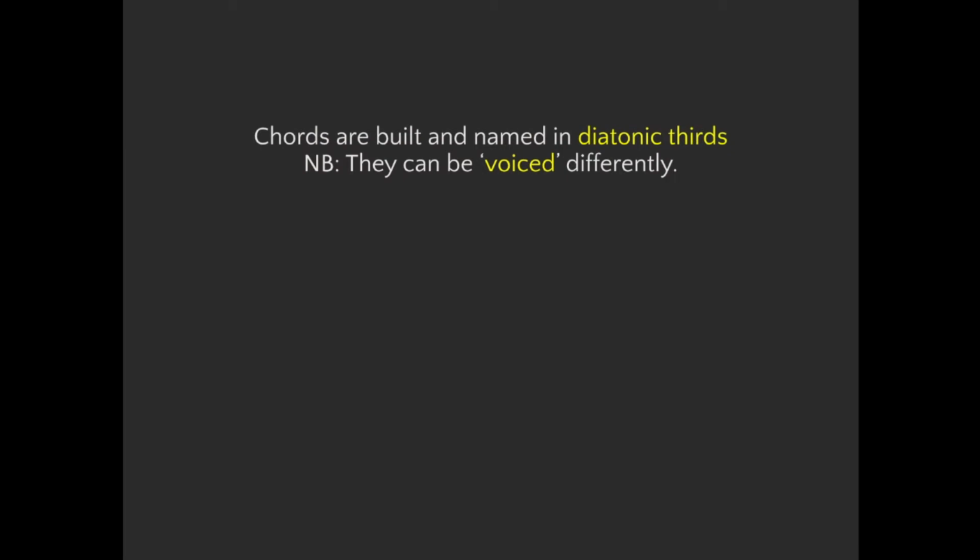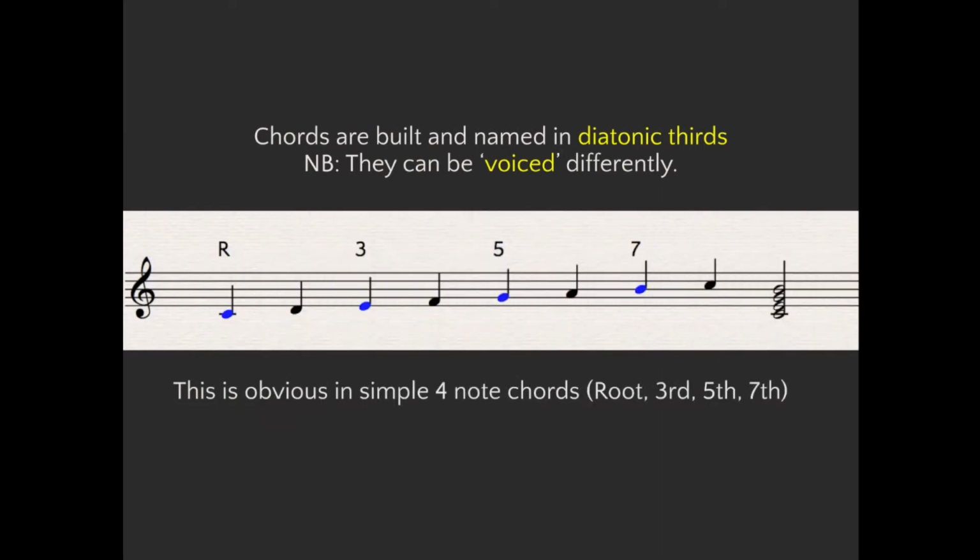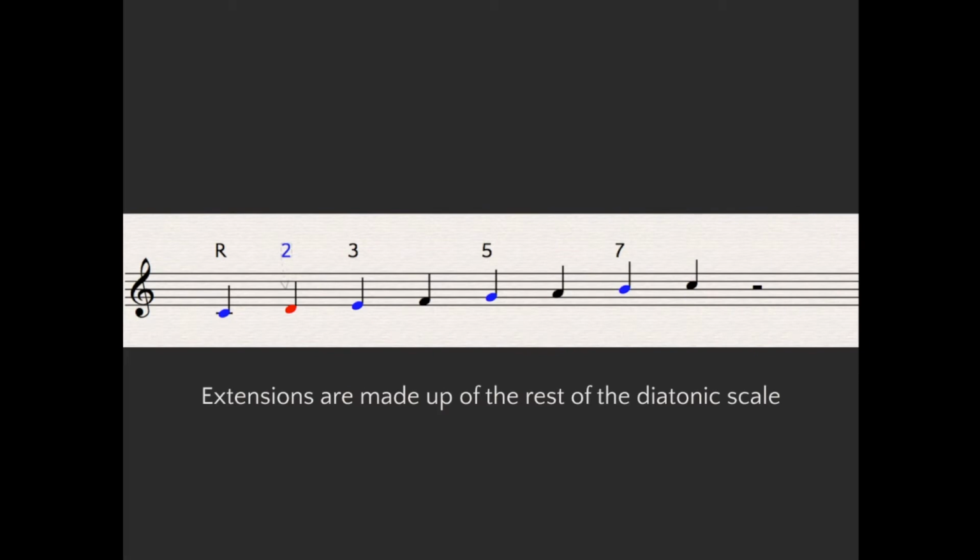Chords are built and named in diatonic thirds, but they can be voiced differently. This is obvious in simple 4-note chords: root, 3rd, 5th and 7th. Extensions are made up of the rest of the diatonic scale. Take a look at the 2nd note of the scale. To create a chord, we need to stack it up diatonically in thirds, so above the 7th note.